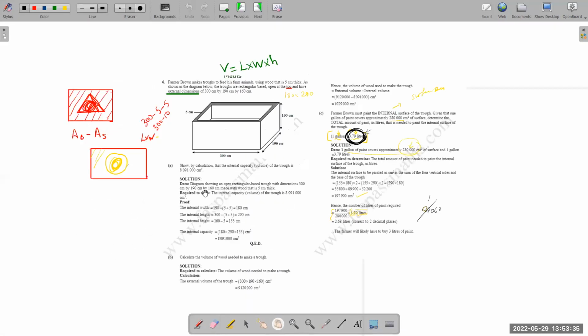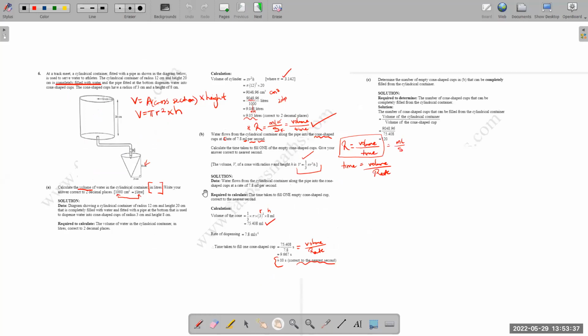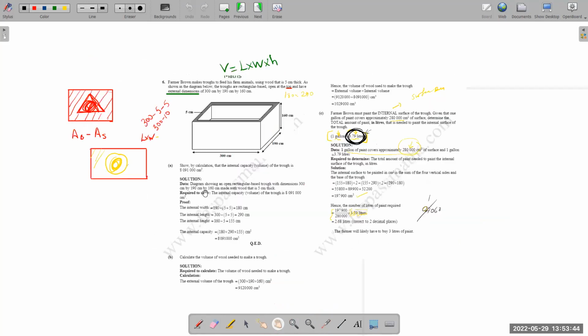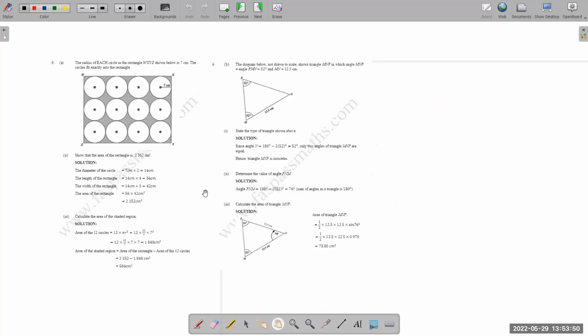So these are the questions we did already. For those asking, we did these questions already when it comes to volume, so I'm not going over them again. If you need to see how we work it out, just go on the Google Classroom and look for the past paper measurements. We did those three.